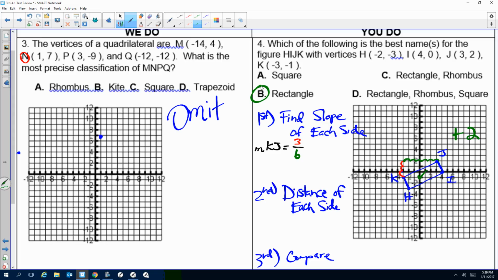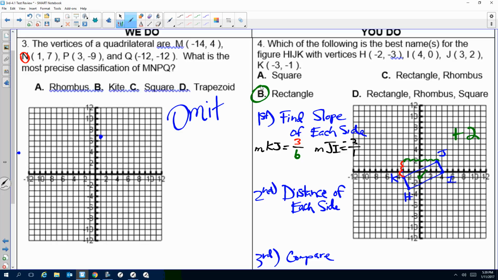Now we're going to do the same thing for each side, okay? We're going to do that for JI. I'm not going to necessarily color code it every time. I'm just going to count from J to I. From J I'm going down 1, 2. That's negative. And then to the right 1. So that would be negative 2 over 1.